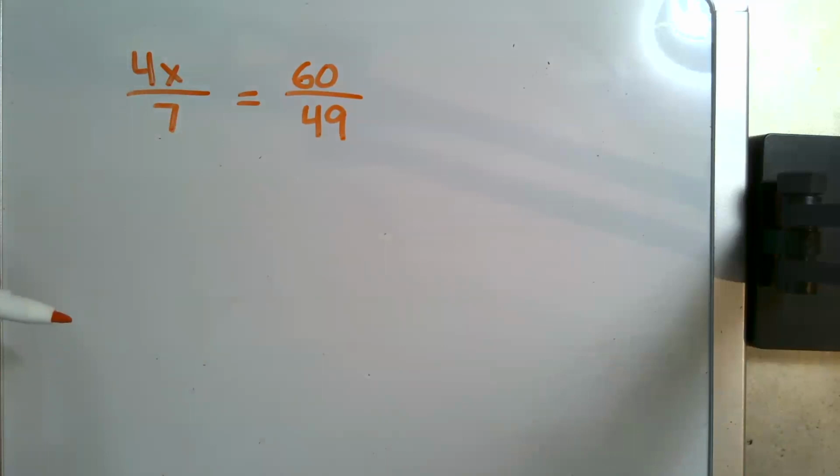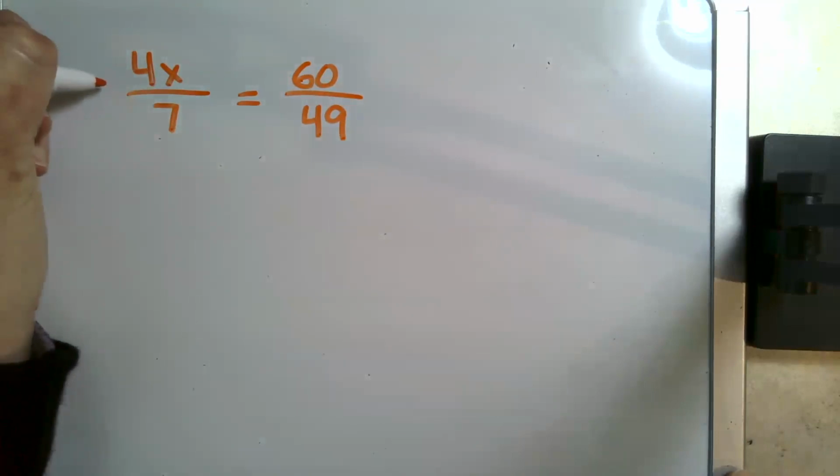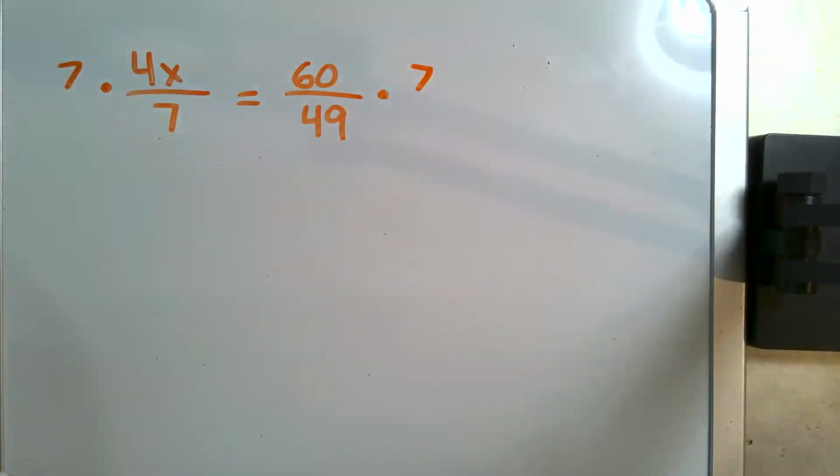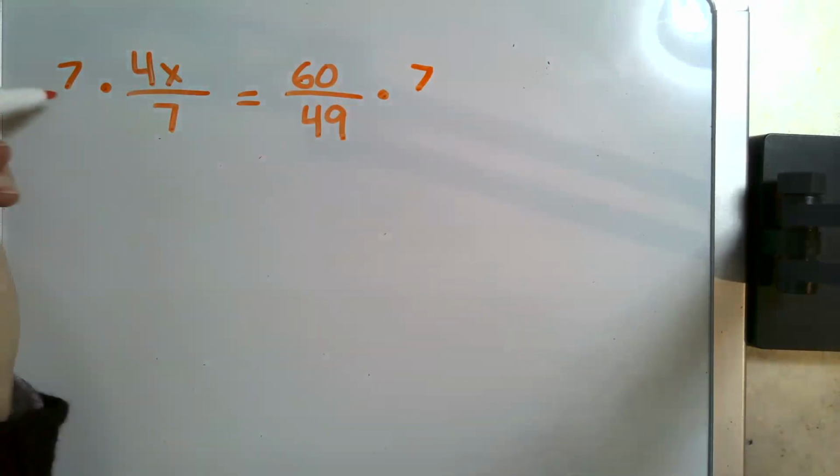Now, the two things happening to the x are it is being multiplied by 4 and it is being divided by 7. So to get x by itself, we have to do opposite operations to each of those things. If we start with our divided by 7, the opposite operation of divide is multiply. So we would start by multiplying both sides by 7. And just so this is a little prettier, I'm going to write that as 7 over 1.